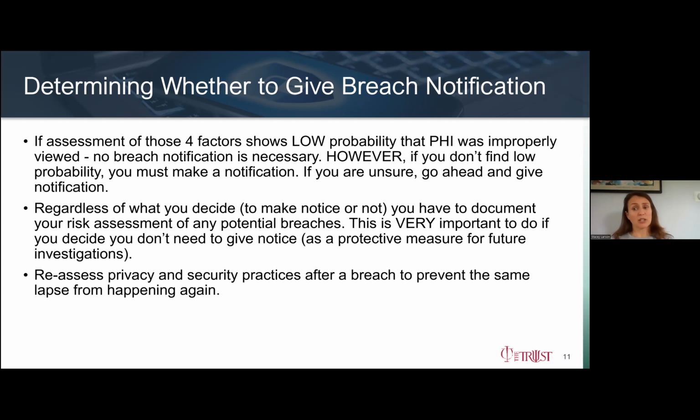All HIPAA related documentation should be maintained for 6 years. So you're going to want to keep all information related to any breaches, risk assessments, and security assessments under the security rule for that time period.